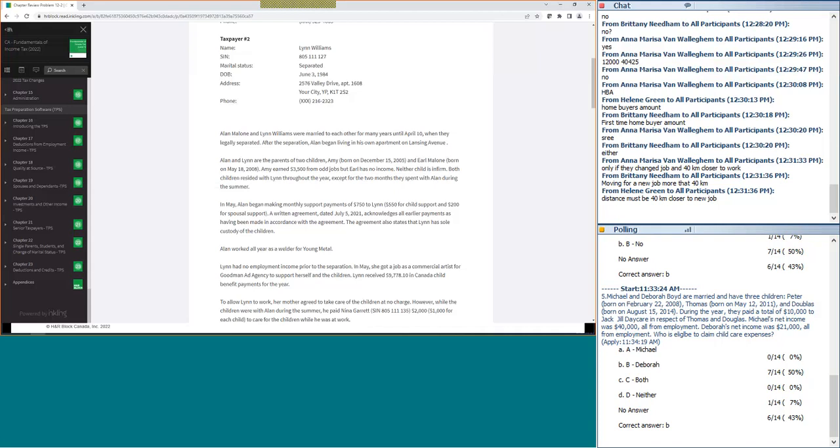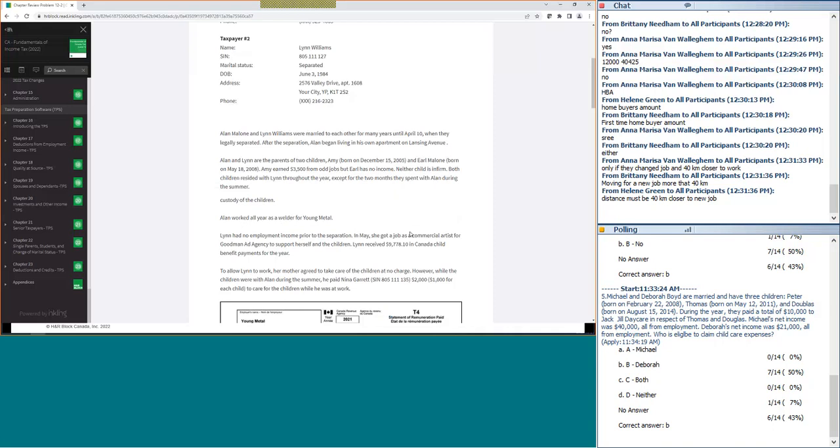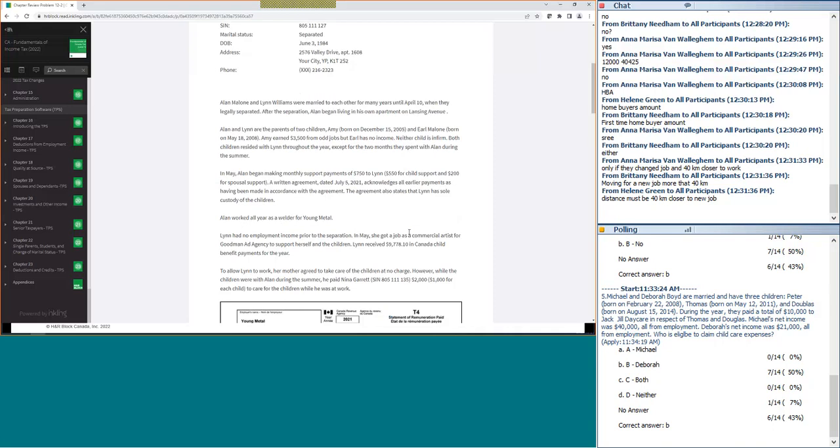And they have a written agreement requiring support payments, spousal and child support, and Lynn has sole custody of the children. All of that information is going to need to be factored in multiple times because we're going to be looking at different lines on the return. So as we go through this, I want you to keep the lines separate. Okay. Now, Lynn had no income prior to separation.